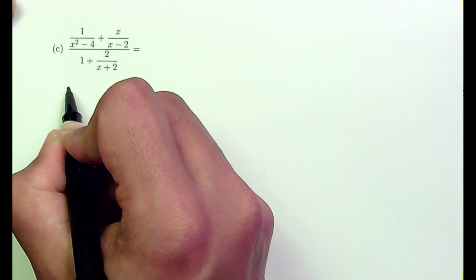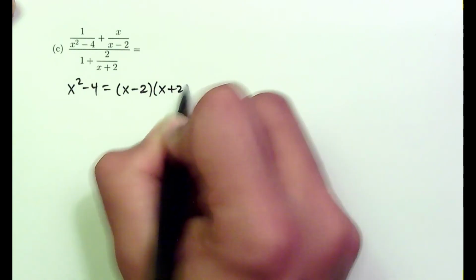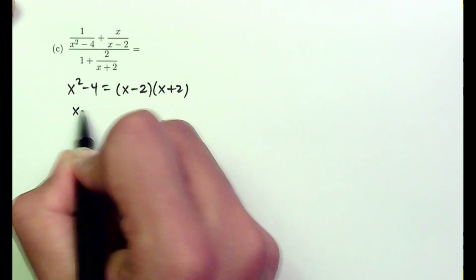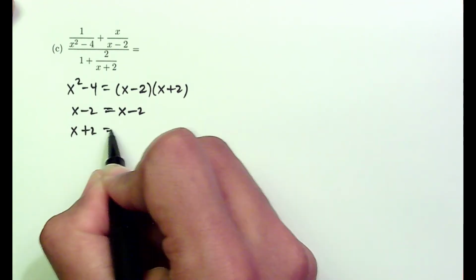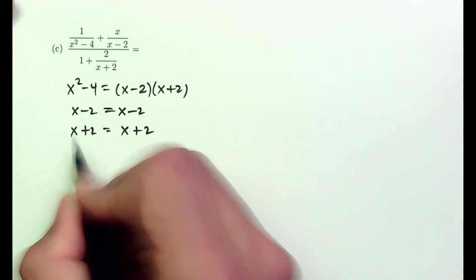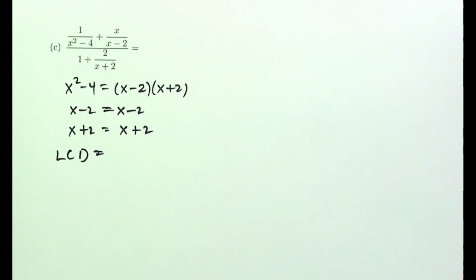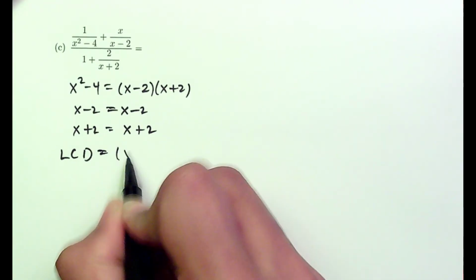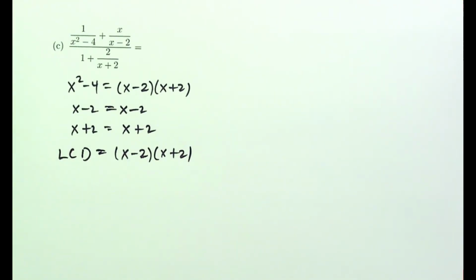I see x squared minus 4, which factors as (x minus 2)(x plus 2). And I see x minus 2, which cannot be factored any further. And I see x plus 2, which cannot be factored any further either. Okay, so what is the LCD of all these three things? You write down the different factors, remember the process, and you always choose the highest exponent for each of these factors. If there's any exponents other than 1, there's not, so that's it. That is the LCD.